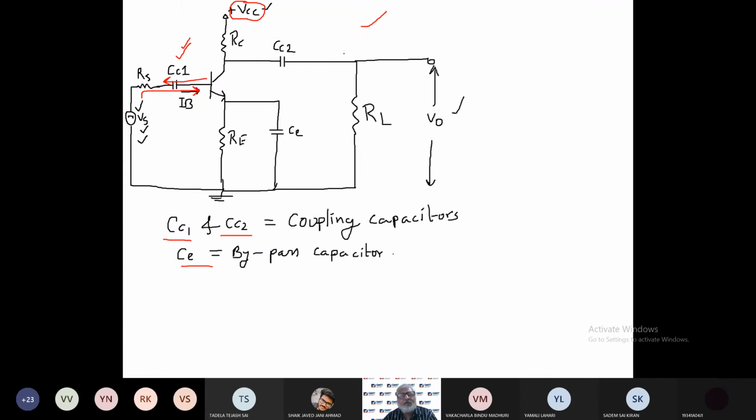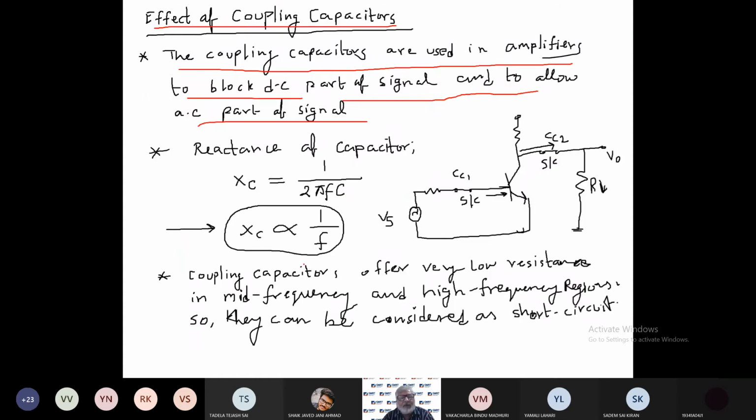Same way, at the output side, whatever DC voltage is there due to this biasing will be stopped by this coupling capacitor number 2. Right, so DC voltage will not pass through this, only the amplified AC signal will be passed. Okay, so this is the purpose of this coupling capacitor. But this coupling capacitor will affect the performance of a transistor. Okay, so here I have written what is the purpose of the coupling capacitor.